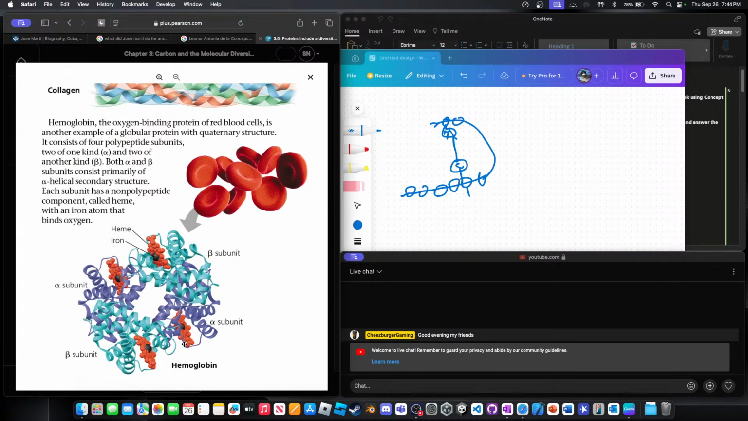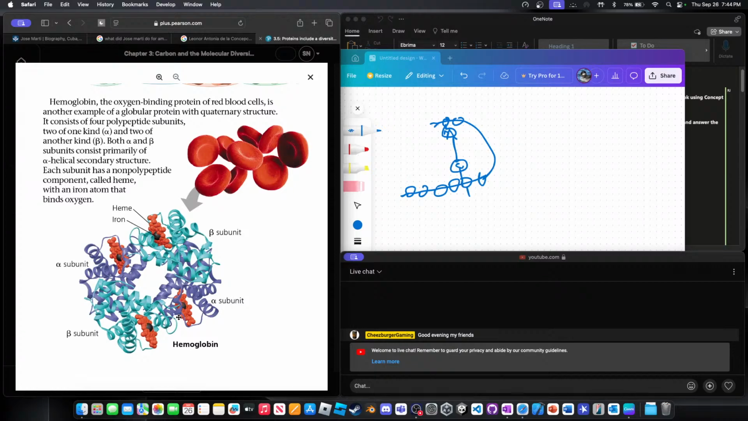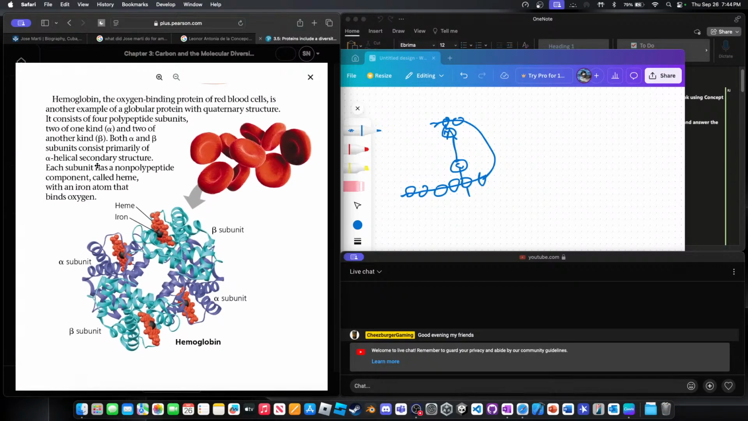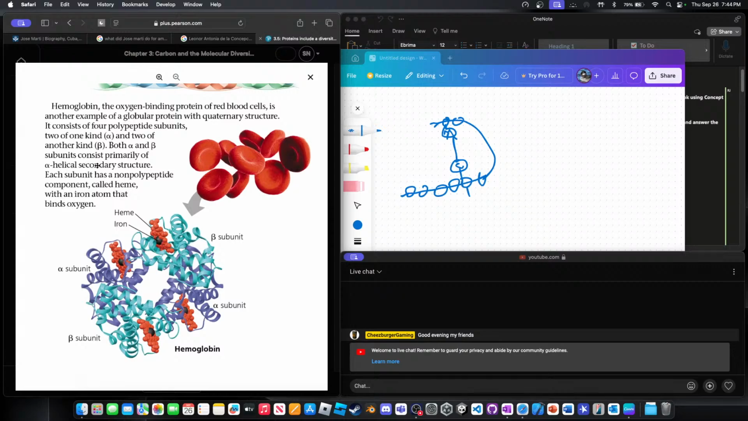Hemoglobin. So it's just multiple secondary structures bound together by a non-polypeptide unit.